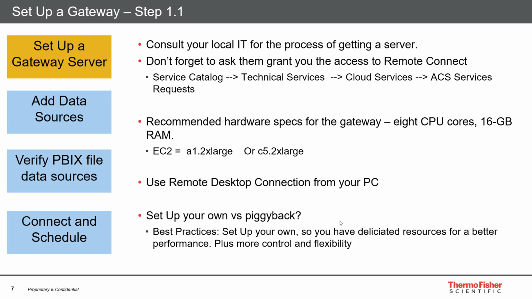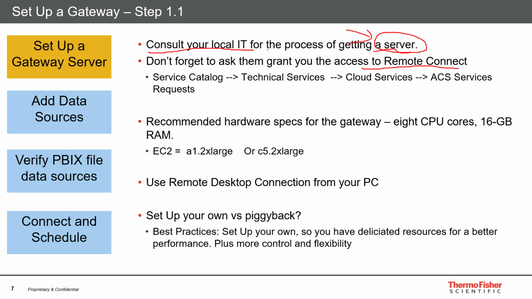All right, the first is set up a gateway. So the very first thing is you need to consult your local IT for the process to get a server access. Don't forget to ask them to grant you the access of the remote server. So for our company, we have to go to Service Catalog, Technical Services, Cloud Services, ACS Service Request to file a request and get the access to the remote server. So it might change later, but depending on that, you can ask around on how to get the server access.